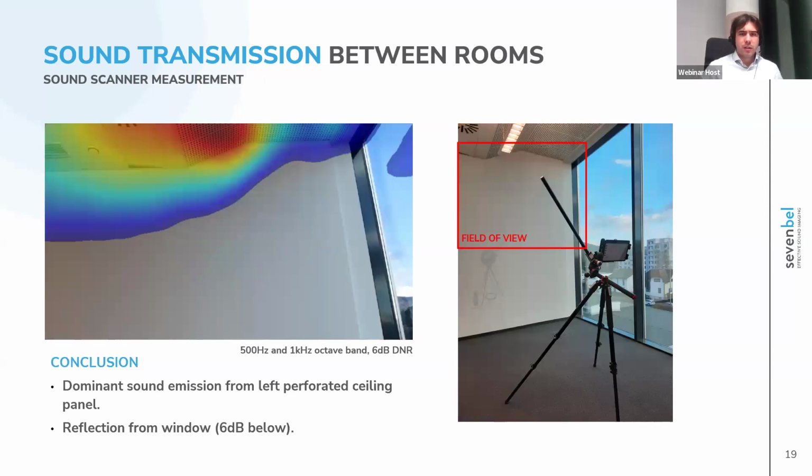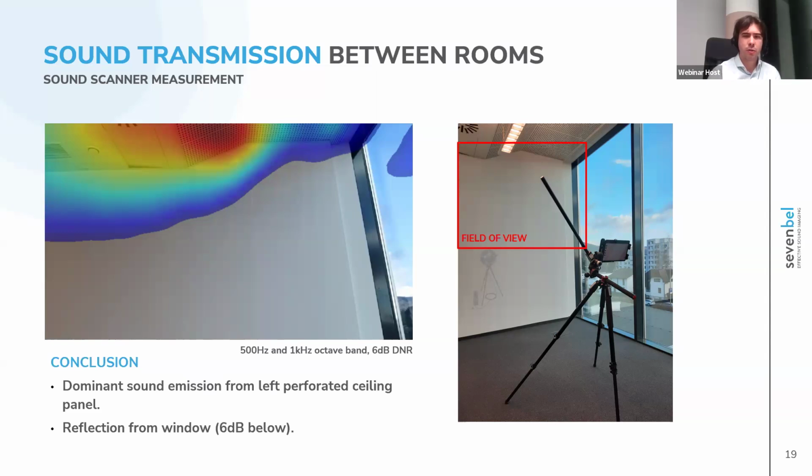So we will now take the exact same measurement, the same viewing area, but with the sound scanner. And we quickly locate a completely different panorama. So now we see that the dominant source is actually located on a perforated panel on the top left for these 2 particular octave bands. There seems to be a reflection happening on the window, which could explain the increase in level in that corner.